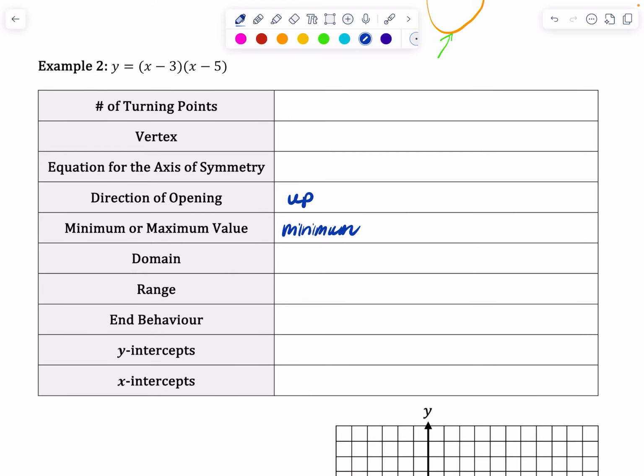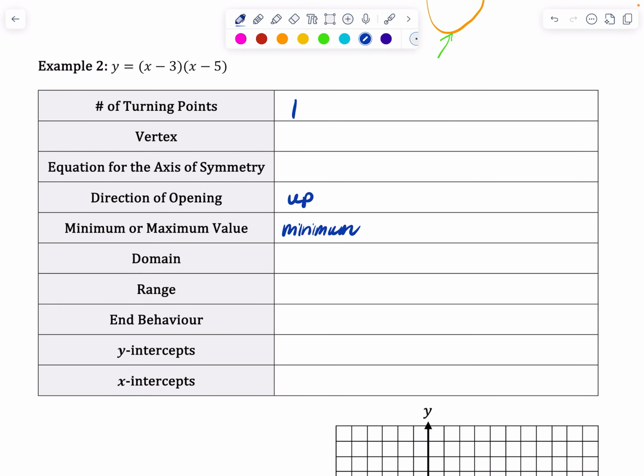We do need to find the axis of symmetry. We do need to use that to get the vertex. Of course, the number of turning points is just going to be 1. But let's find the x-intercepts so that we can find some other stuff out here.